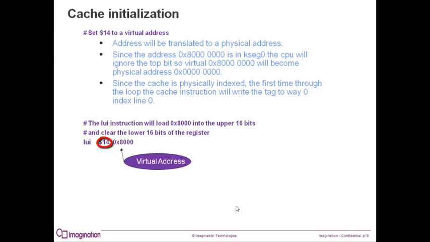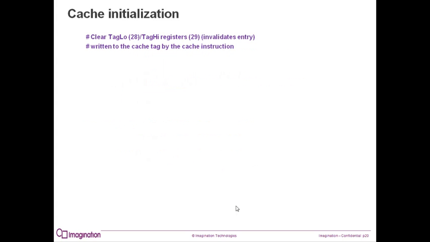The code loads register 14 by using the load upper immediate instruction with 80,000 hex. This instruction sets the upper bits to 80,000 hex and clears the lower 16 bits. Clearing the tag register does two important things. It sets the physical tag address called ptaglow to 0. This ensures that the physical address bits are zeroed out. It also clears the valid bit for the set, which ensures that the set is free and may be filled as needed.